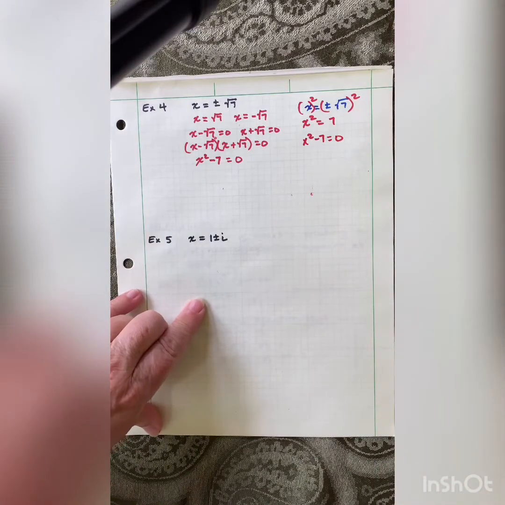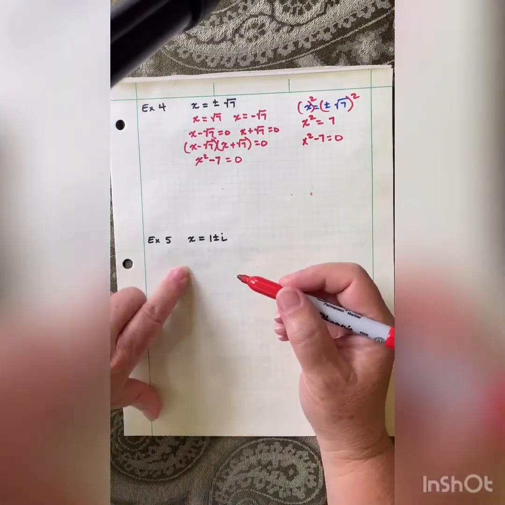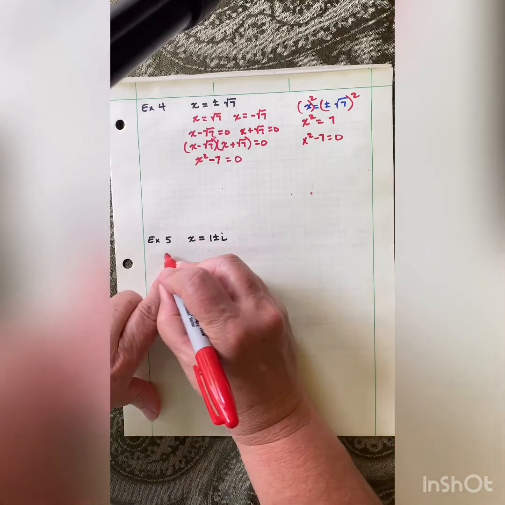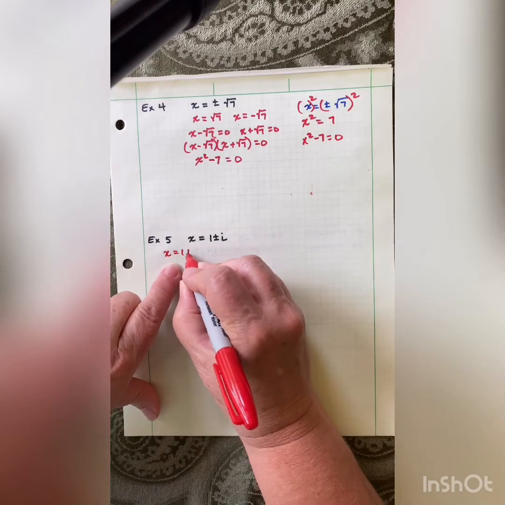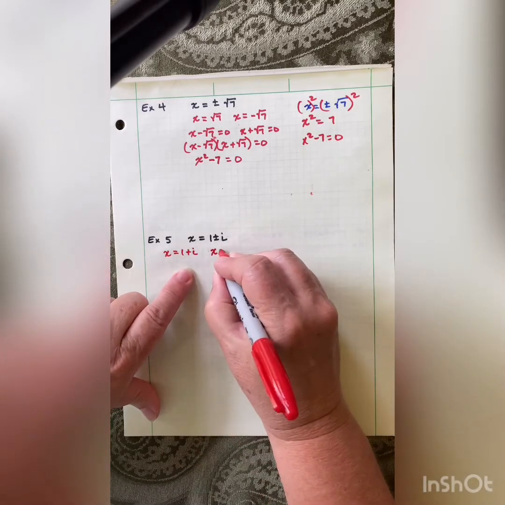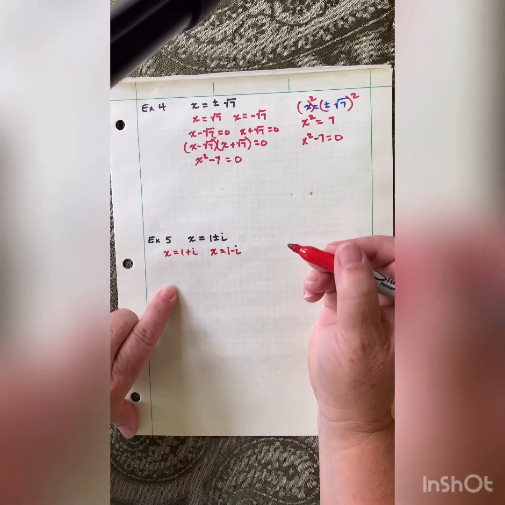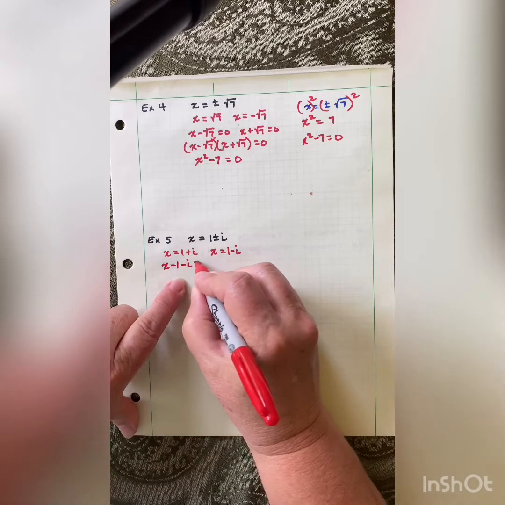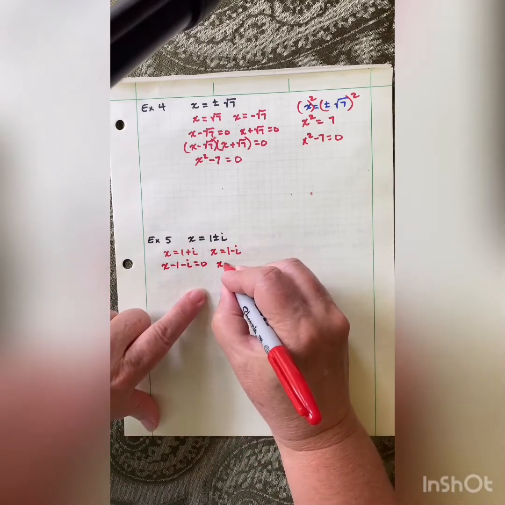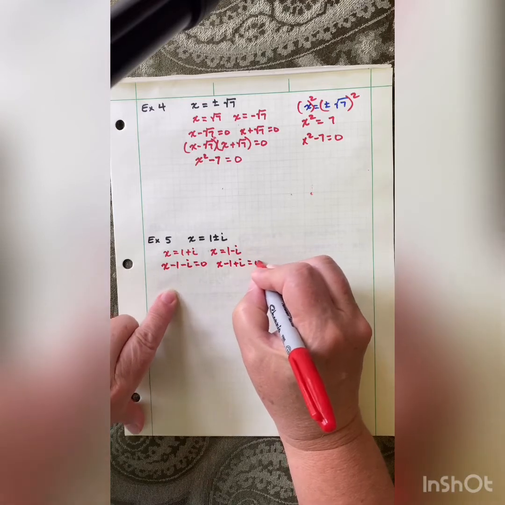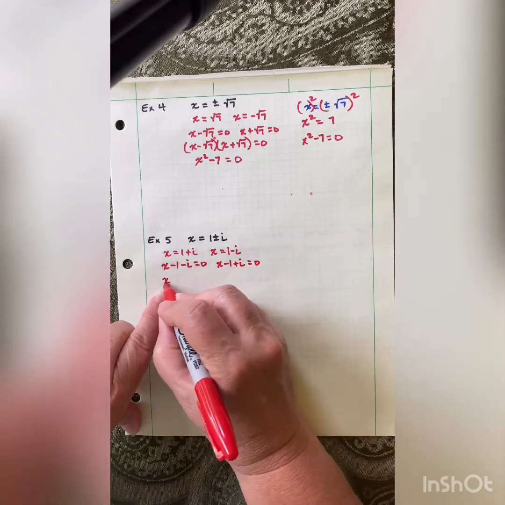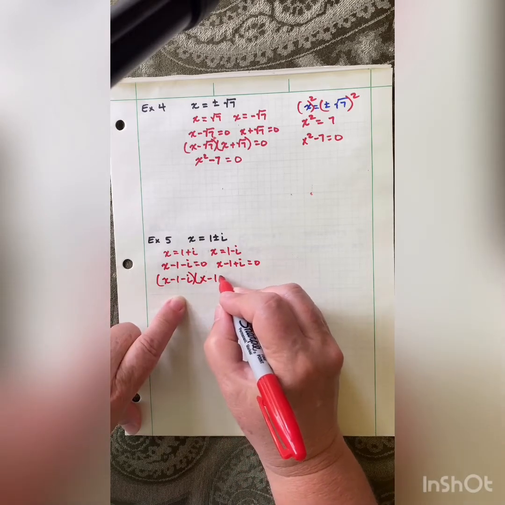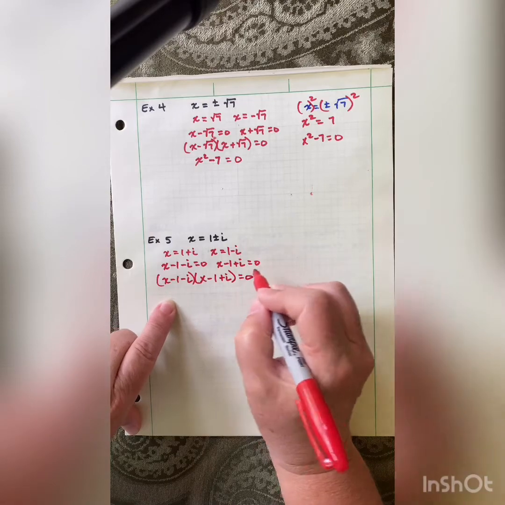All right, next one here. And again, I'll do this one both ways. Okay, so this is going to be x equals 1 plus i, and x equals 1 minus i. Okay, move everything to the other side. So x minus 1 minus i equals 0. X minus 1 plus i equals 0. Now put them together. X minus 1 minus i times x minus 1 plus i equals 0.